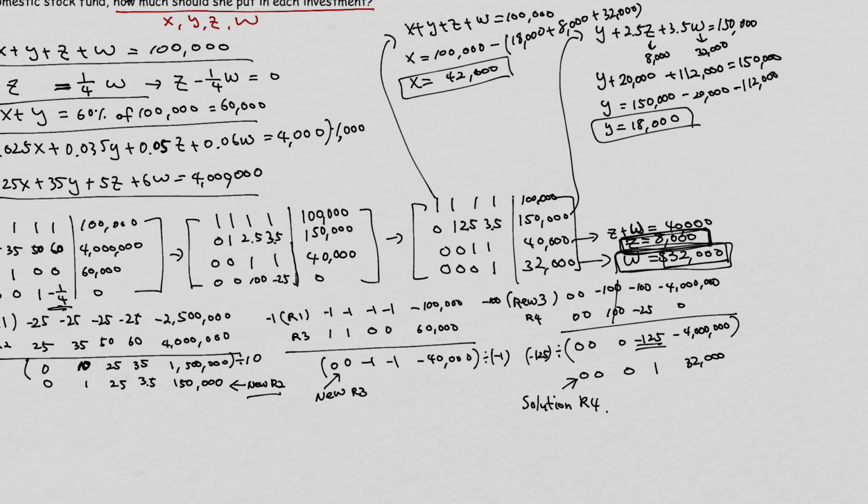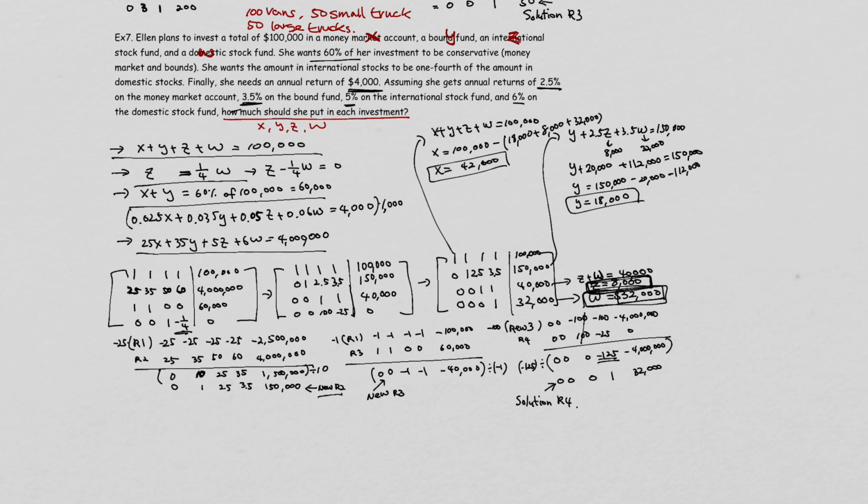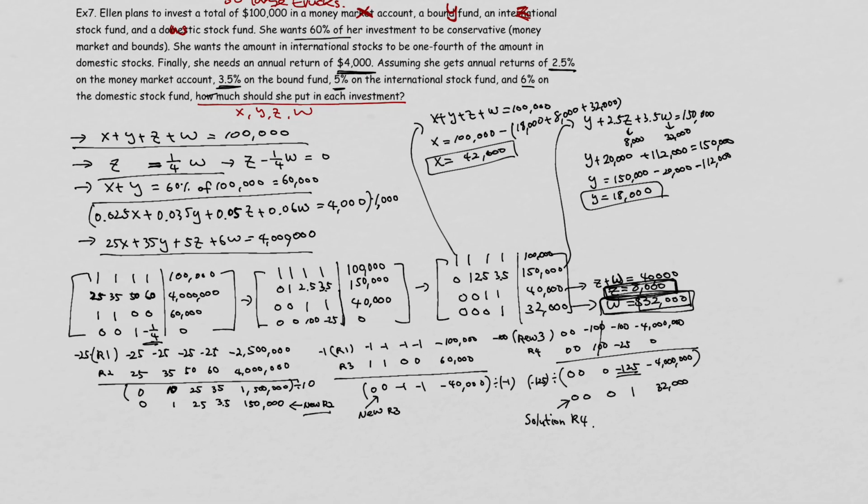So that means you're going to buy, let me zoom it out. X was the money market. So 42,000 invested in money market, 18,000 invested in the bonds, 8,000 in international stock, and 32,000 in domestic stock is what Ellen needs to invest in order to make 4,000 profit each year.